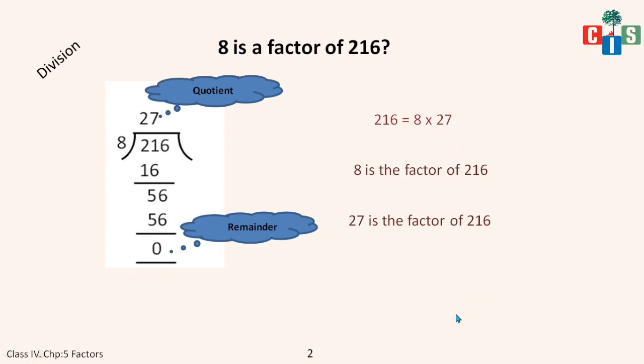The rest of the factors you have to find out either by division or by multiplication. Don't forget what you have to remember, that dividend and quotient are the, divisor. Okay, it's a mistake here students, divisor and quotient are the factors.